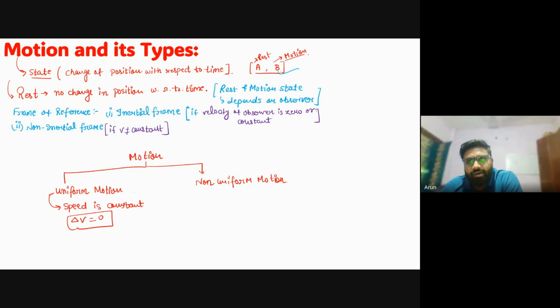In the same way, now you can guess what non-uniform motion is: when the speed is not constant. So we can say that speed or velocity is not constant. Okay, so velocity here is not constant, or speed is not constant also.